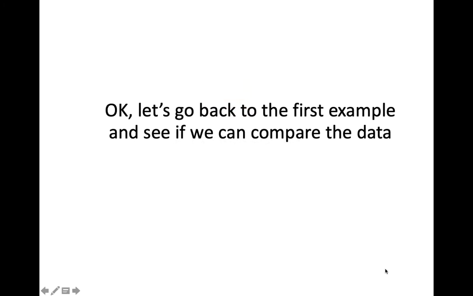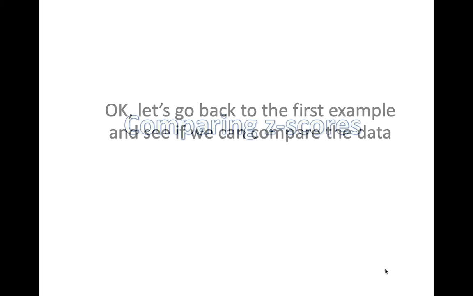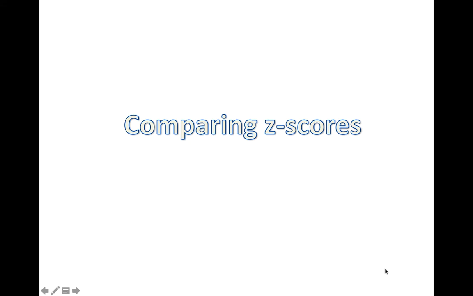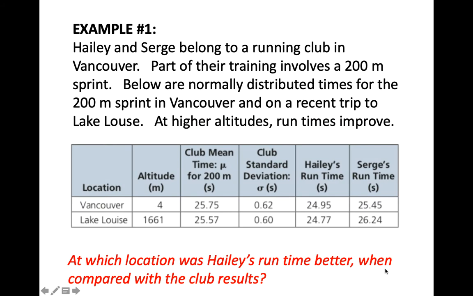So let's go back to the very first example that we discussed when we were talking about comparing data. One of the very important uses for z-scores is that it allows us to compare values that have a different mean and a different standard deviation, but are talking about a similar data set. When we were looking at this issue, we looked at a problem involving a running club. We were looking at some times for this running club when they ran a 200-meter sprint in Vancouver and then later in Lake Louise.